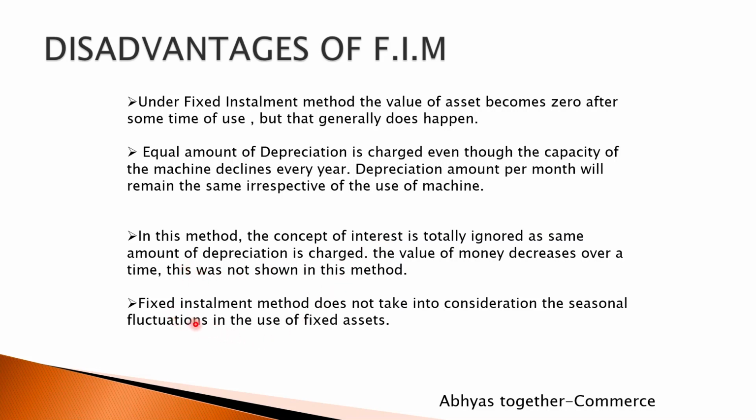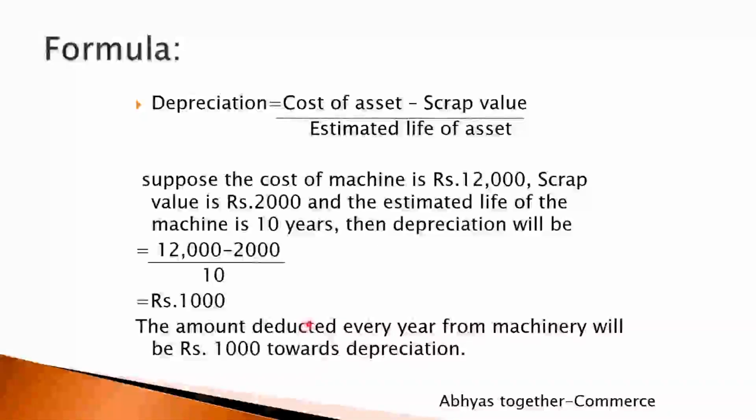Then this method also does not take into consideration the seasonal fluctuations in use of the fixed assets. Then the formula for the calculation of depreciation under the fixed installment method is cost of asset minus scrap value. Scrap value is at the end of the estimated life. Whatever is the value of that asset is called a scrap value. Then the cost of asset minus scrap value divided by estimated life of asset.